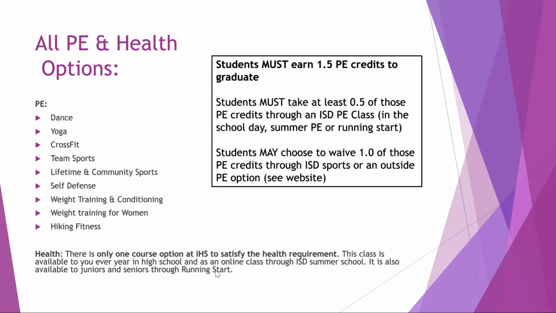I also want to note that for the half credit of health that's required for graduation, it's really only possible to satisfy that by taking the ISD health course. There's very few exceptions, but students can do that at some point in the next 4 years. They can do it through ISD online summer school. They can also do it through Running Start as a junior and senior. So there's lots of opportunities to fit health in somewhere in their schedule in the next 4 years. But it can be good to try to plan in 9th grade.